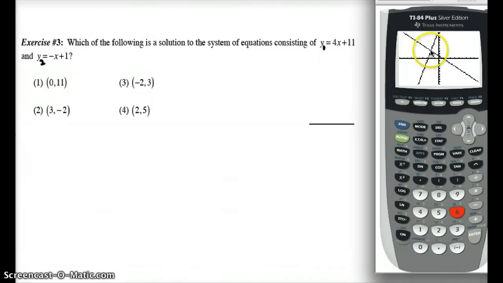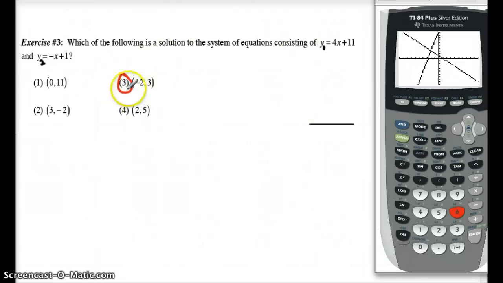Well, there's the point of intersection, and if I just estimate it here, 1, 2, negative 2 something, negative 2, 3. Well, look at your choices. There's only one that has a negative x value, so some might call this cheating. I call it using your resources. The answer is negative 2, 3. It's a multiple choice. How'd you get your answer? Nobody has to know. So use that calculator. Know how to use it.